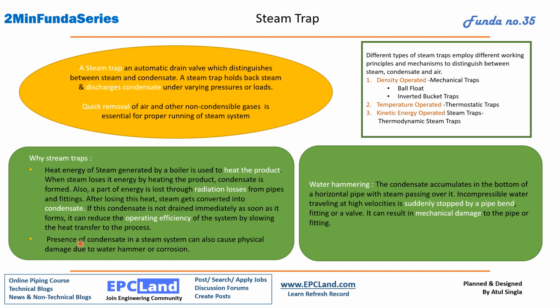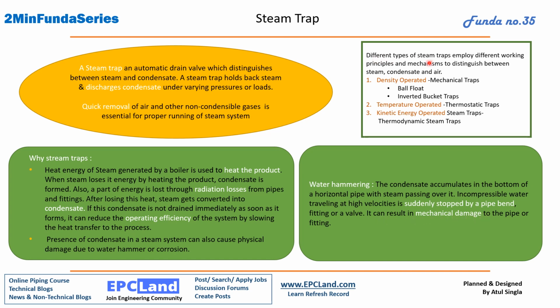The presence of condensate in the steam system can also cause physical damage. How does it cause physical damage? There is a water hammering phenomenon. The condensate accumulates at the bottom of the pipe, with steam passing over it. Incompressible water traveling at very high speed, when it is suddenly stopped by a pipe bend or any other obstruction in the pipe, will cause water hammering. So it can cause mechanical damage also.